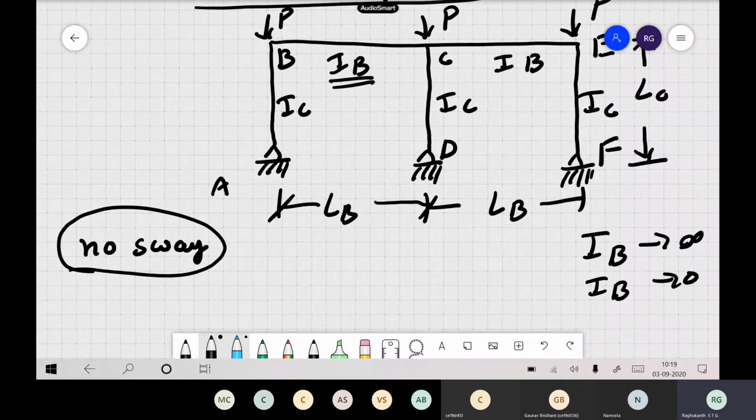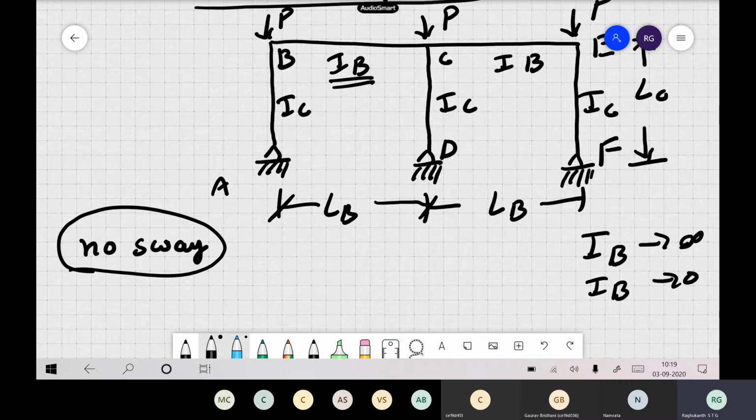Because there is no sway, the translations are not allowed, and these are all rigid joints. But IB tends to 0. So now you can decide the buckling mode for this type of thing: simply supported at one end, and at the top the translation is not allowed, and you can find out the buckling load. That is the same, I think, pi square EI by L square, as we calculated previously. Now when IB is infinity, this is simply supported and the other is a fixed end. You know the value already, so you can verify whether you are getting the right answers or not.